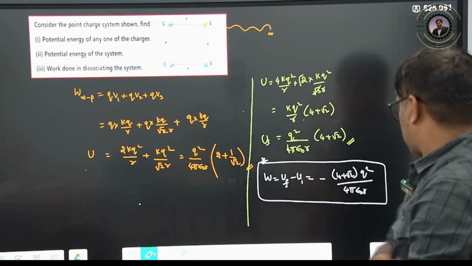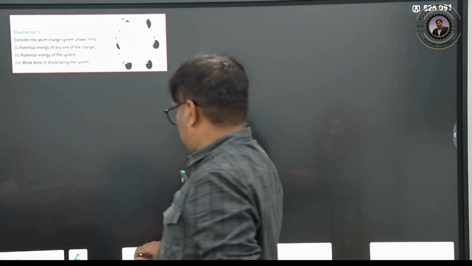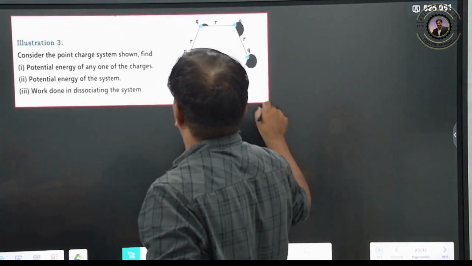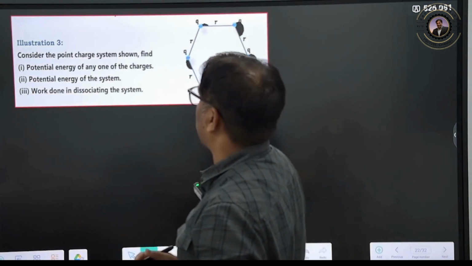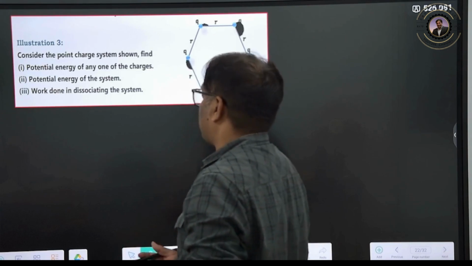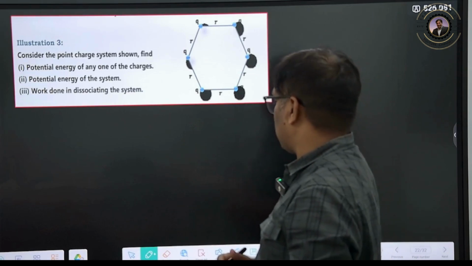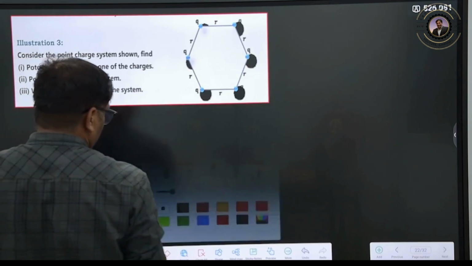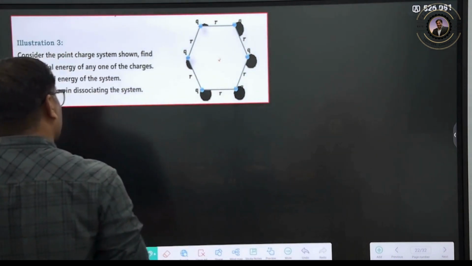So now you can see one more question here. Potential energy of any one of the charges, again the same thing. Potential energy of the system, same thing you can solve. Here you can add one more question: what is the potential at the center? Also you can calculate the potential at the center here.